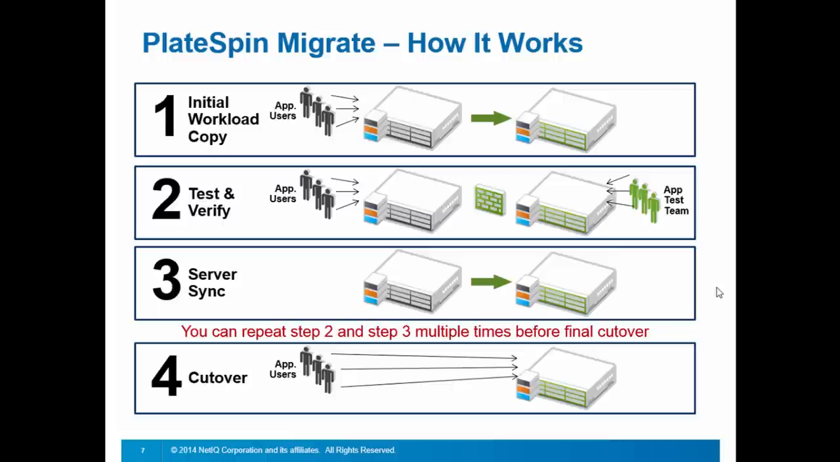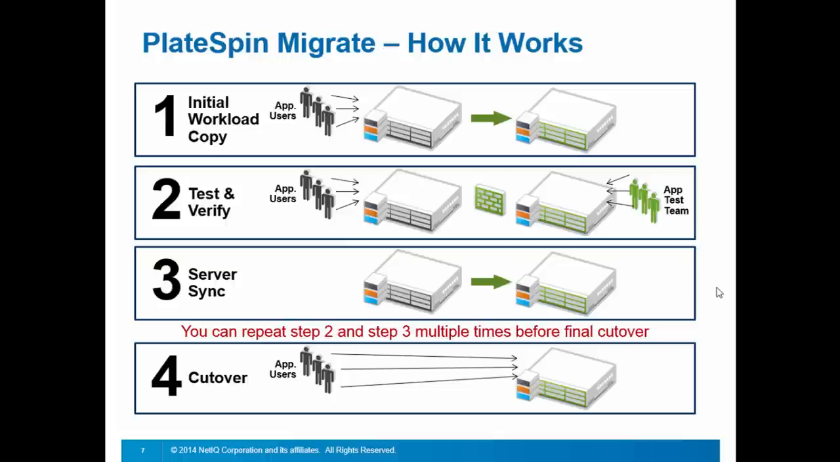It's broken down into four steps. First step is to take the initial copy, or you can call it a baseline. Once you have that baseline, now you can move on to stage two and you can start to test and validate. So I can pass that copy on to the test team or the application owner, and they can validate that me moving it from a physical to a virtual or virtual to virtual migration, that the application still functions and everything's good to go for us to cut it over into production.